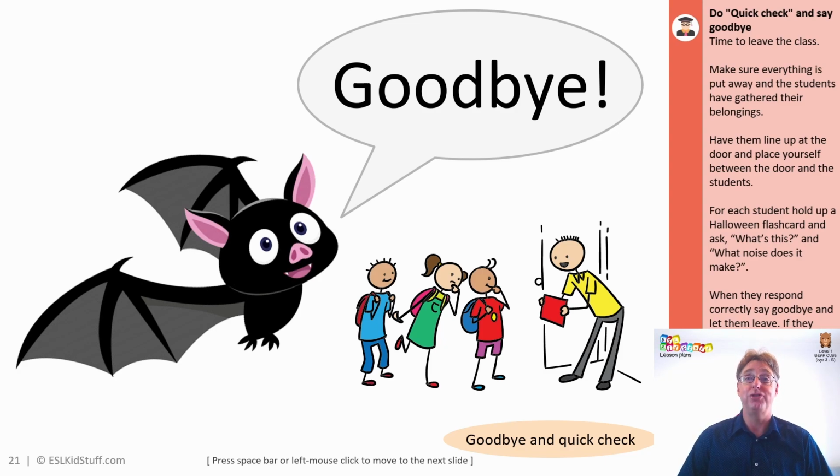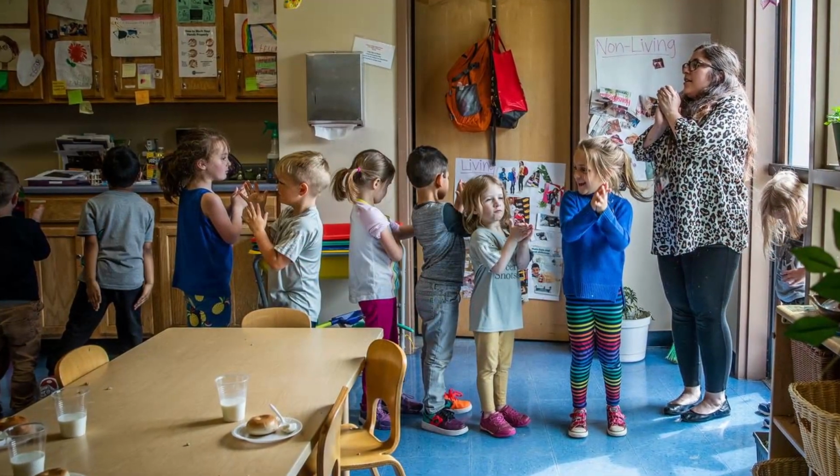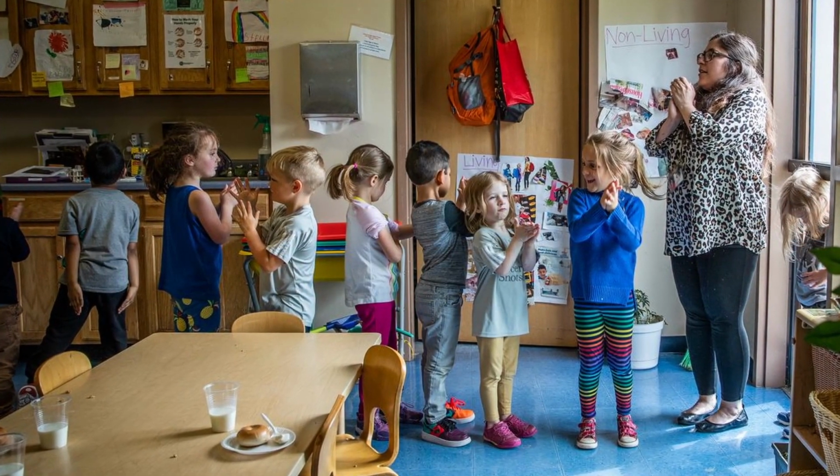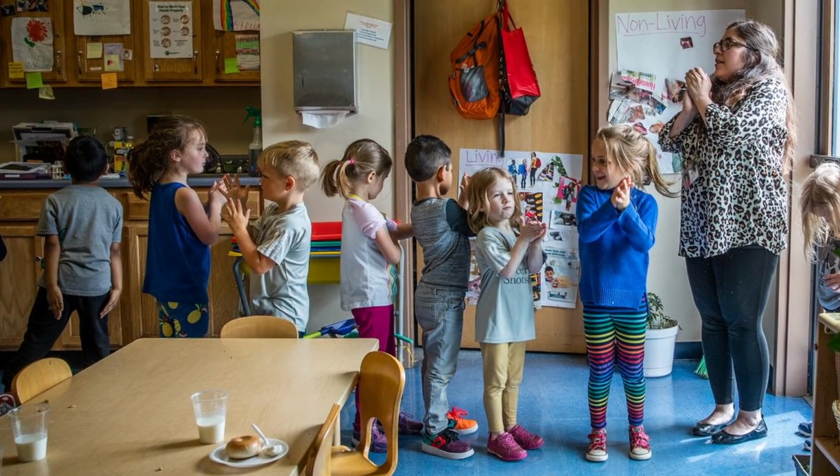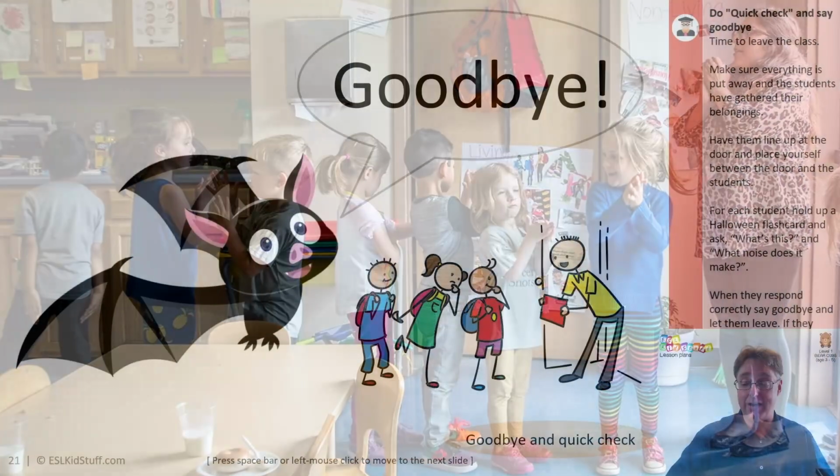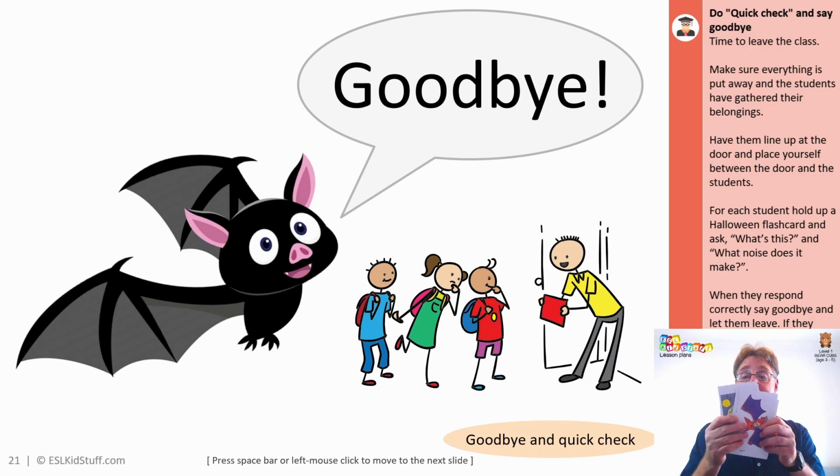So line up all your students and stand between the front student and the door, and have the door open, and show a flashcard from one of your Halloween flashcards here. So show the first student, what's this? And have them say bat. Oh, and what noise does it make? And have them do the bat noise and the bat gestures.